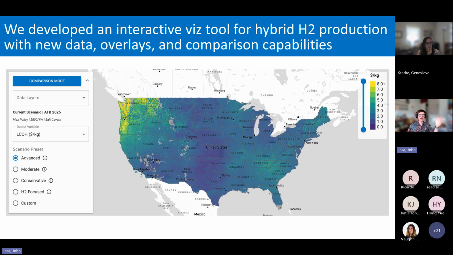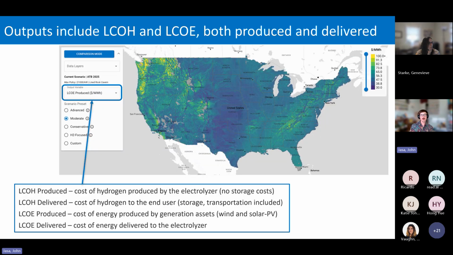This interactive viz tool is a map of the US with each one of these sites plotted onto it. It allows you to interactively look at the levelized cost of hydrogen across many different sites. You're able to look at different scenarios, and I'll highlight some of those here. You're also able to look at not just the LCOH for hydrogen, but the LCOE as well for the renewable systems producing the electricity feeding into the hydrogen.